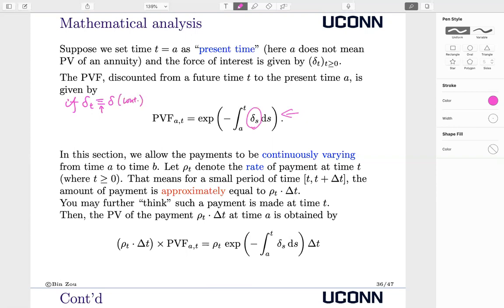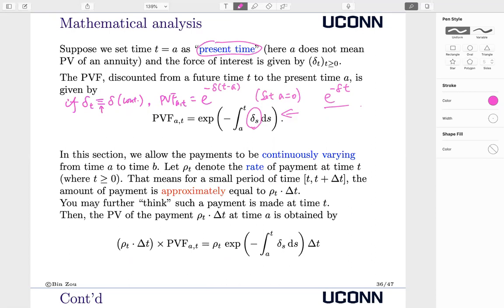If the force of interest is a constant, then this is what we used to have. In particular, we often like to calculate the present value at time 0. If you further set a to be 0, then this is the discount factor which we are quite familiar with at this moment. A is what we call the present time. In most examples, A would be 0. But here, A does not have to be 0. You can calculate the present value at a different time.